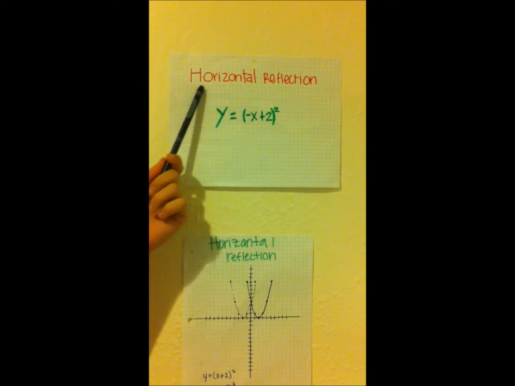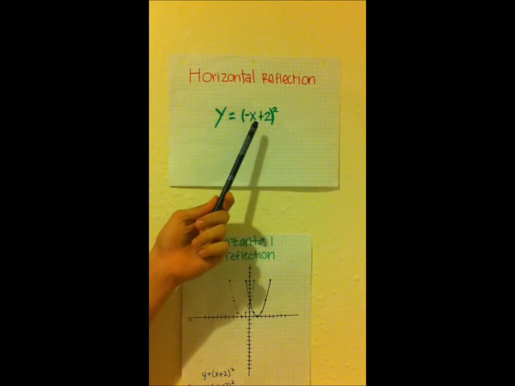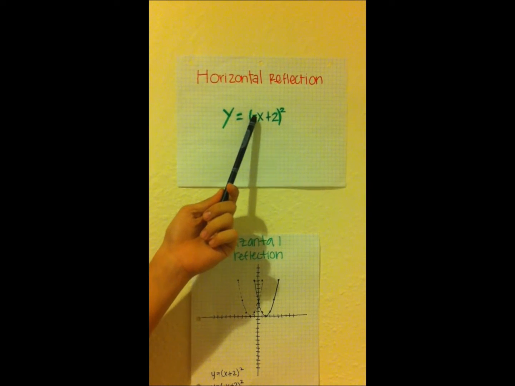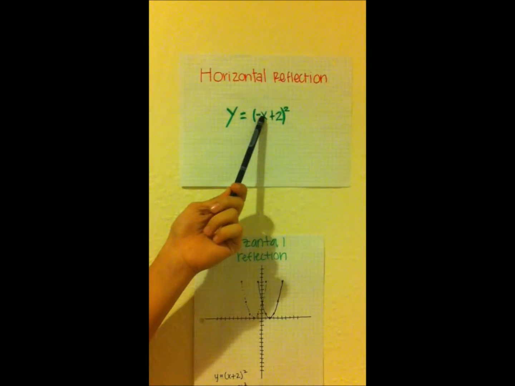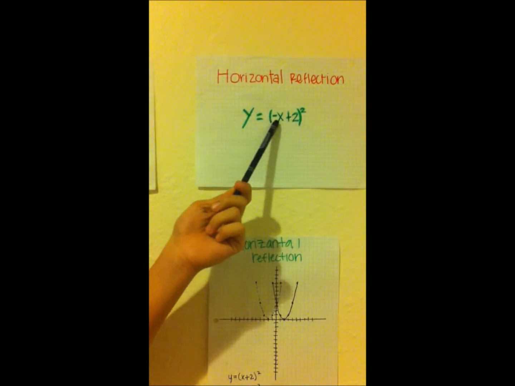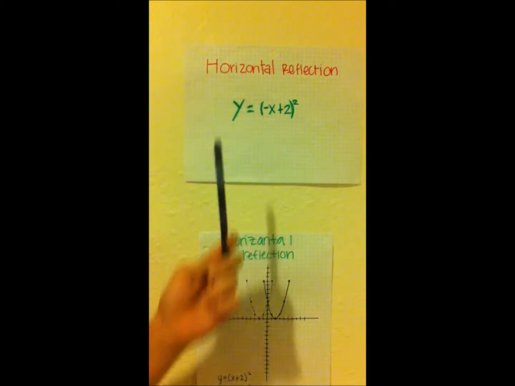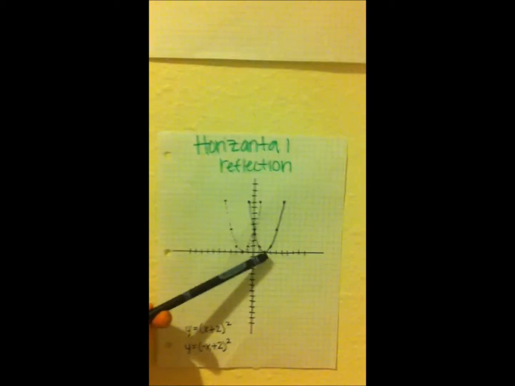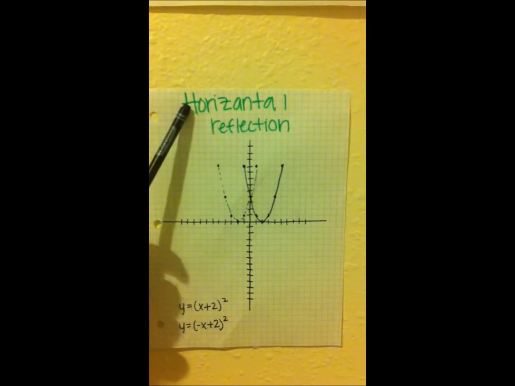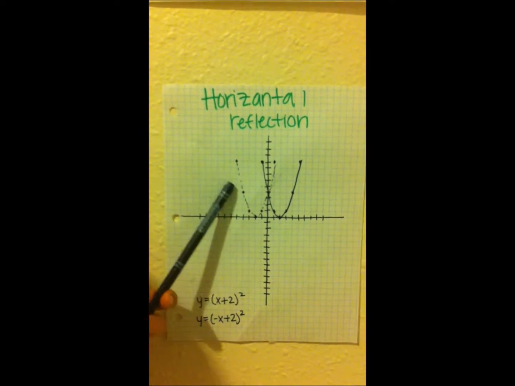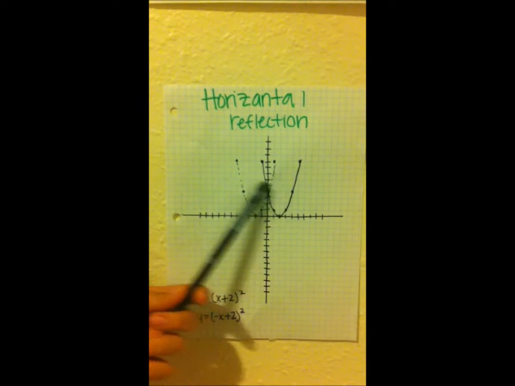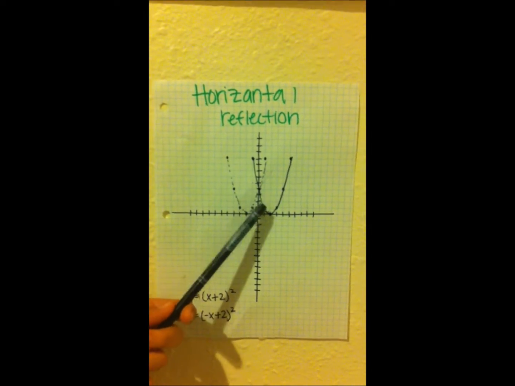To identify a horizontal reflection, you always want to look inside the parentheses to see if there's a negative sign in front of the x, which means that the graph will reflect over the y-axis because of the horizontal reflection. Here's our look on the graph. Now keep in mind that this is still a horizontal reflection. It will not reflect over the x-axis, it will reflect over the y-axis, including all x values will change, as you can see.